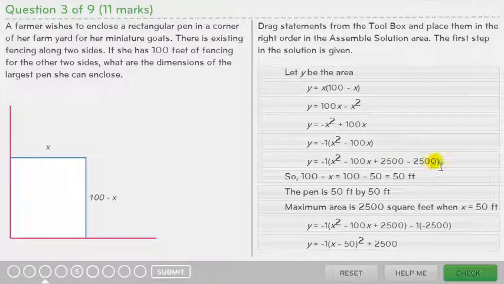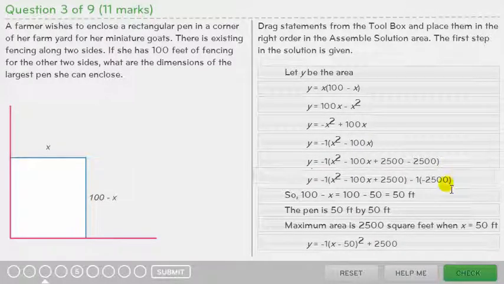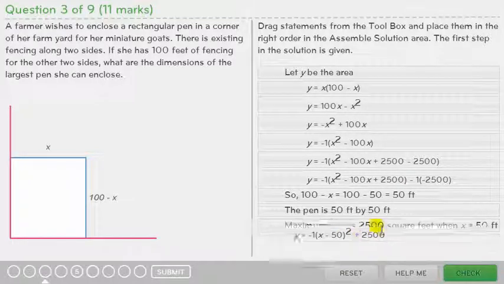The negative 2500 now needs to be multiplied by the leading coefficient, negative 1, to bring it outside of the brackets. And when we do so, we're left with this tile. And now we need to simplify. Negative 1 times negative 2500 gives us positive 2500. And when we complete the square, x squared minus 100x plus 2500 is the same as x minus 50 all squared.